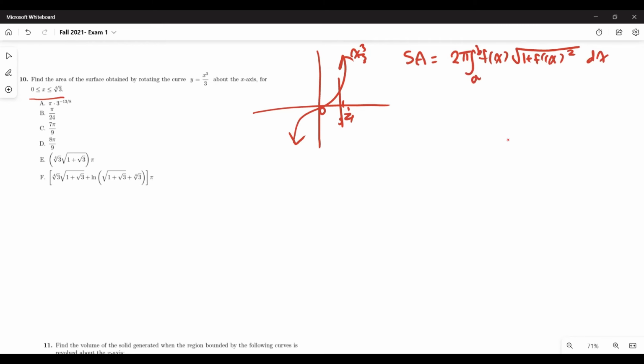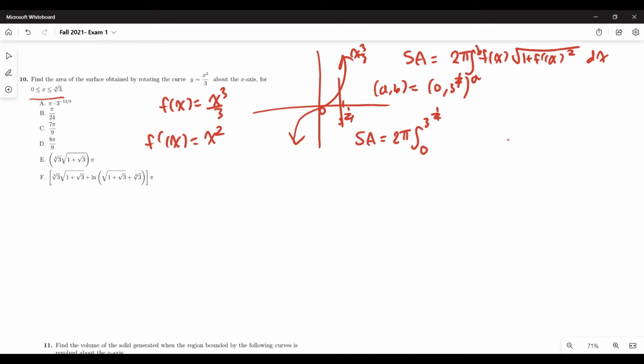And we are given that a to b is 0 to 3 to the 1/4 power. And f(x) is already x cubed over 3. f prime of x will be just x squared. So we can rewrite the surface area equation as 2 pi, integral from 0 to 3 to the 1/4, of x cubed over 3 times the square root of 1 plus f prime of x squared, so x to the 4th power, dx.